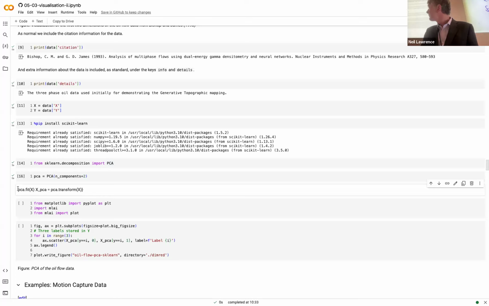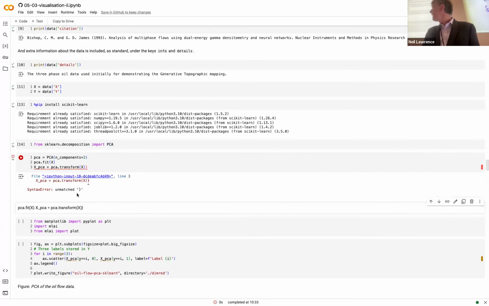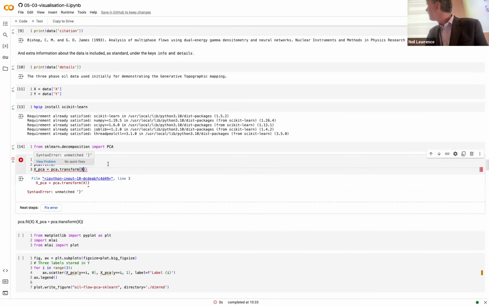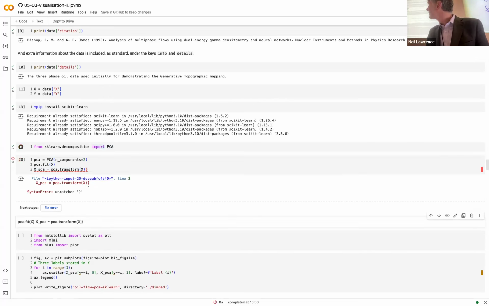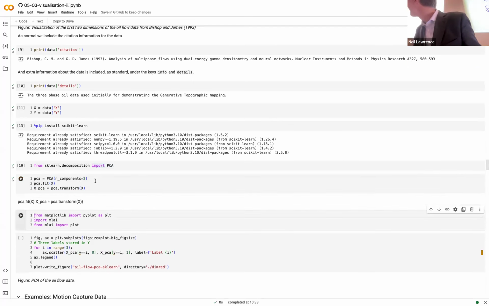Oh, somehow I've lost this. And then, yeah. Let's transform. It did that. Oh, thank you. Yeah, I can't see it from this angle, even though it was pink.